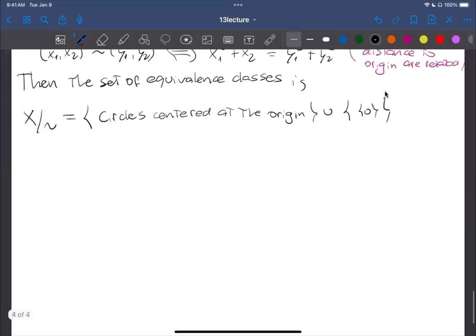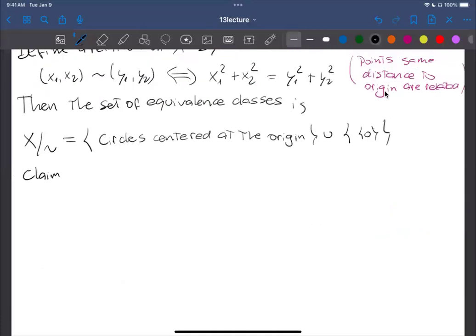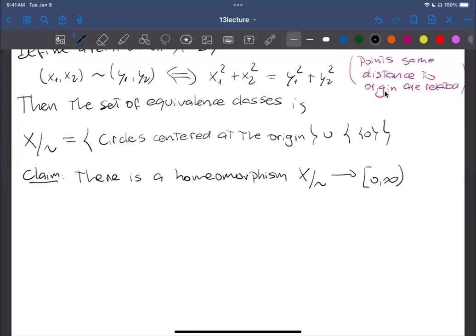And now my claim is there is a homeomorphism. So remember that means bijective continuous function for which the inverse is also continuous. So there is a homeomorphism from the quotient to, well, you only need to give me a real number which is non-negative, but I'm going to prove the quotient space is just this semi-infinite interval.